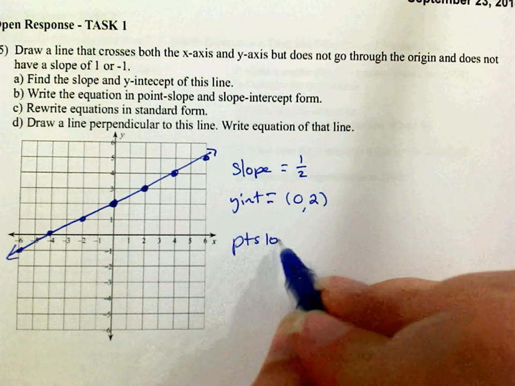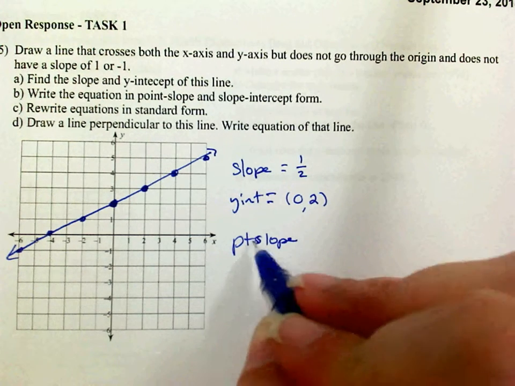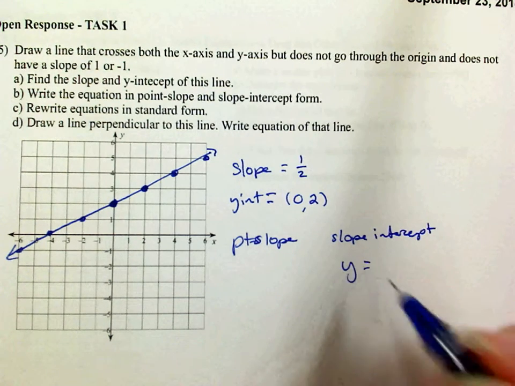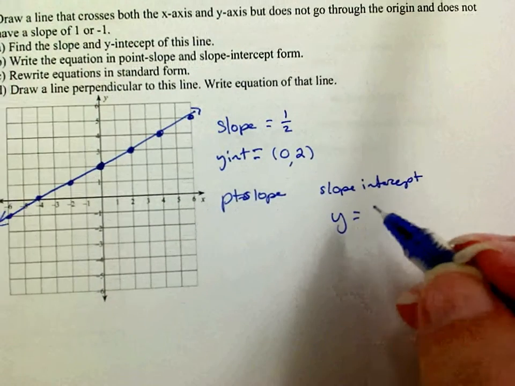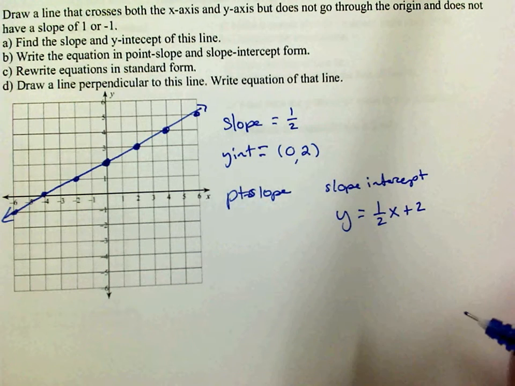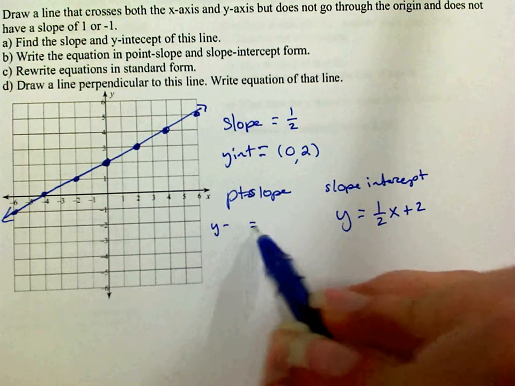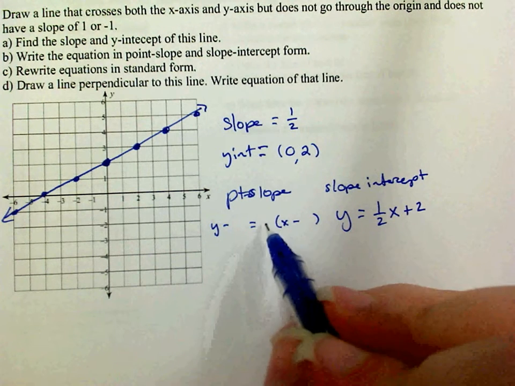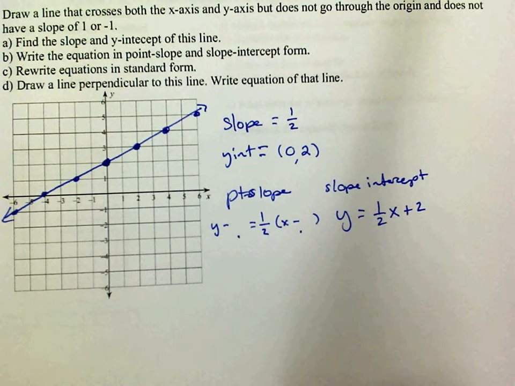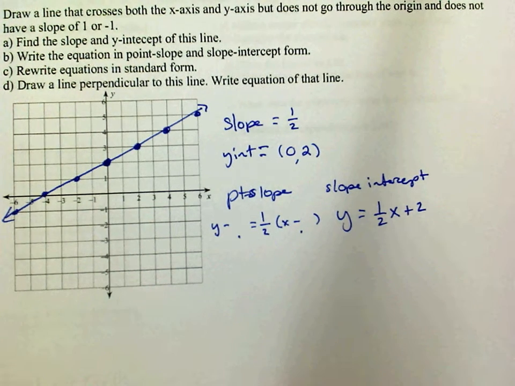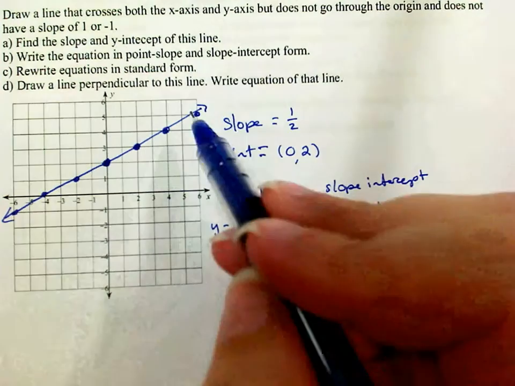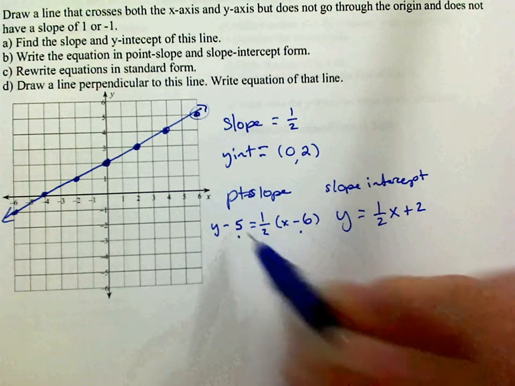Point slope, slope intercept. Okay, we can go ahead and do that. Y equals mx plus b. So y equals what? Plus 2? Okay, point slope, y minus. Okay, so what goes with the slope? 1/2. What do you need to do here? Okay, do you have to plug in the y-intercept? You can plug in what? Any point. I'm going to plug in the 6, 5. X is 6, y is 5. It doesn't really matter. I get the same answer. Okay?